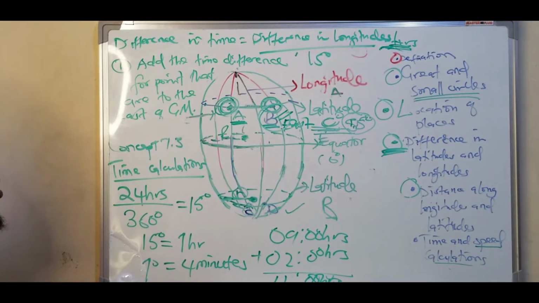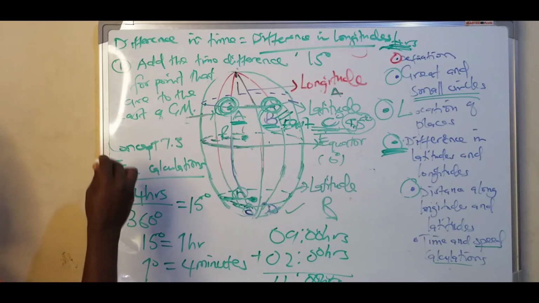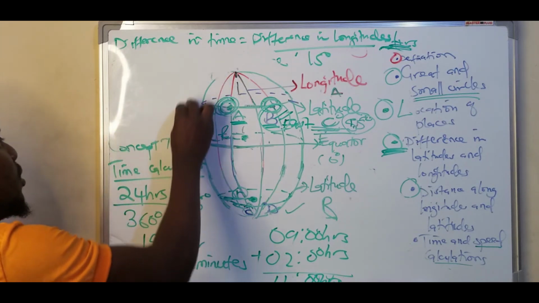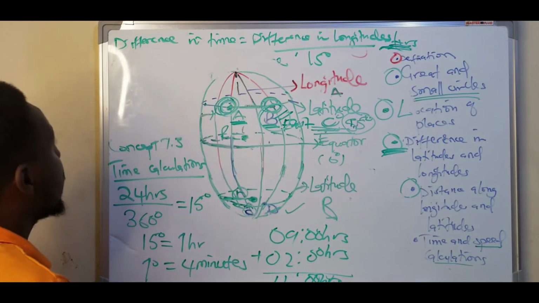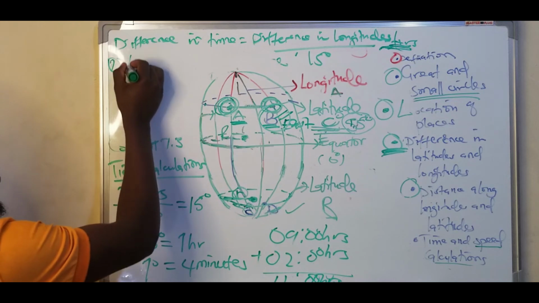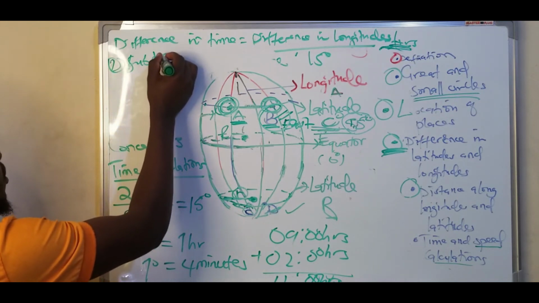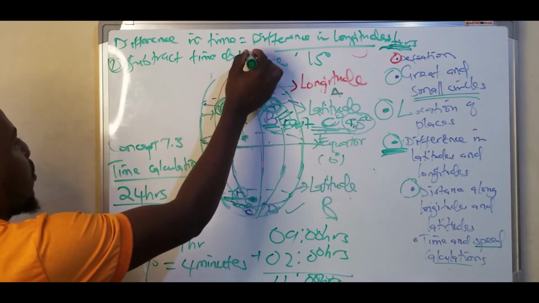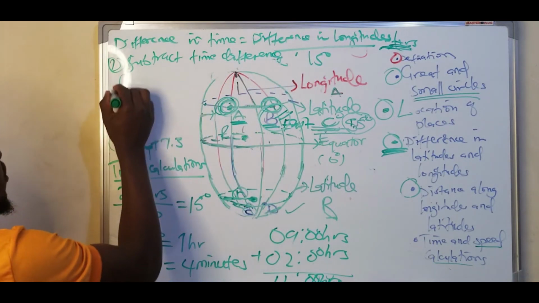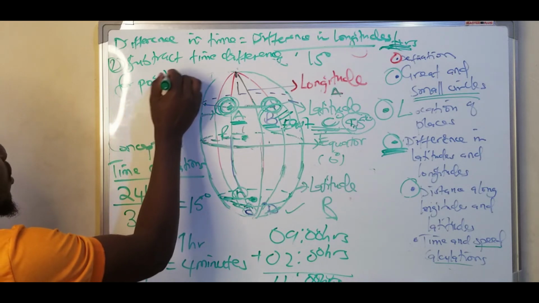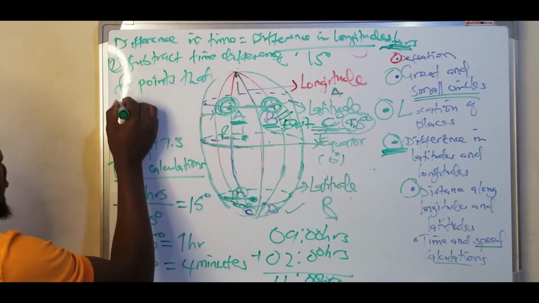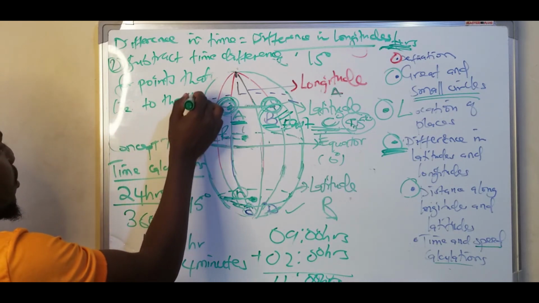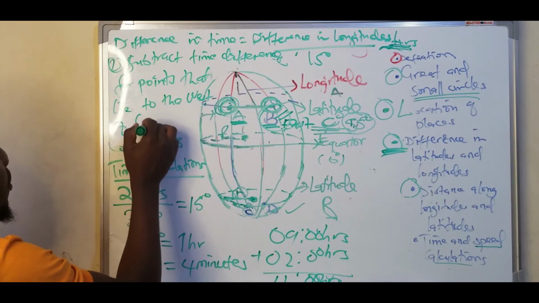The second thing that I would like to talk about is that you subtract the time difference for those points that lie to the west of the Greenwich meridian.